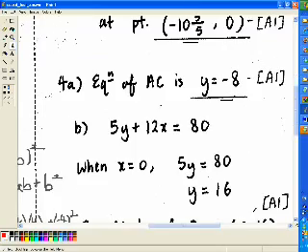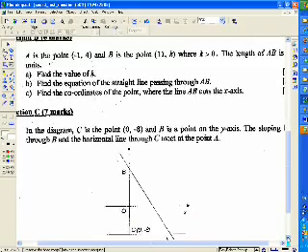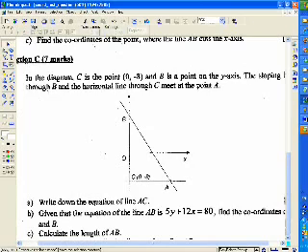Now to question 4. Okay, question 4. This is a slightly harder question. Let's take a look at the diagram. In the diagram, C is the point 0, negative 8. C is this point over here. And B is a point on the y-axis.